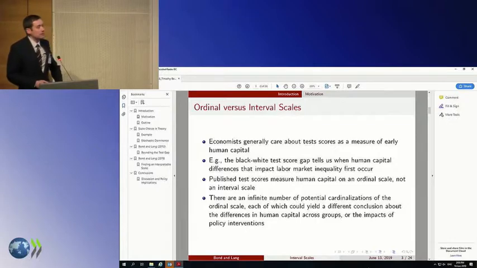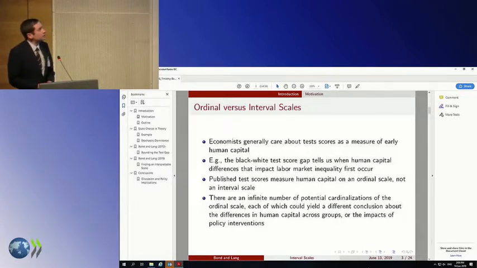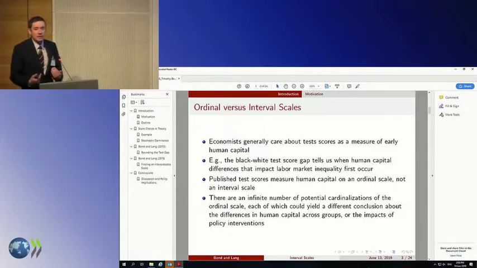All right, so if we think about why, coming from an economics perspective, most economists are interested in test scores to begin with, it's basically the only way we have to measure human capital early in the lifetime. We don't get to see kindergartners going out and earning a wage, so we don't really know what their skill set is like outside of these sort of tests that we're giving them inside of a controlled environment.